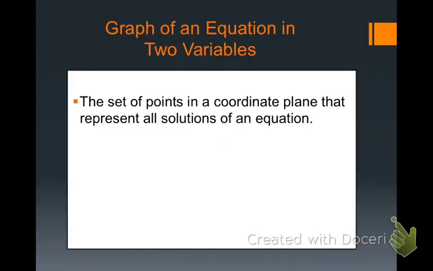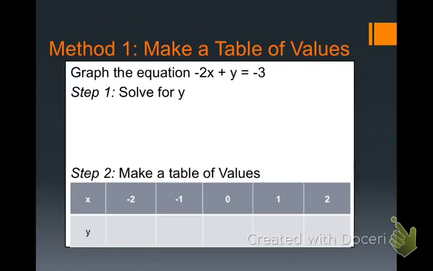So the graph of an equation is just the set of points in a coordinate plane that represent all of the solutions of an equation. So that last example we talked about, that point was just one solution to that equation. So we're going to talk about several methods for graphing equations, but the first one we're going to learn is making a table of values.